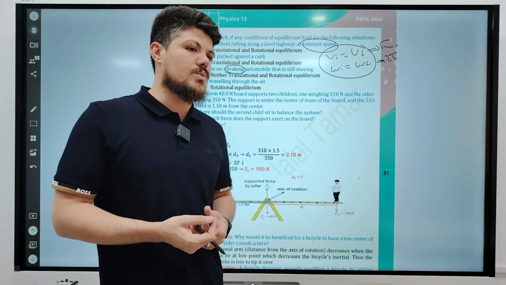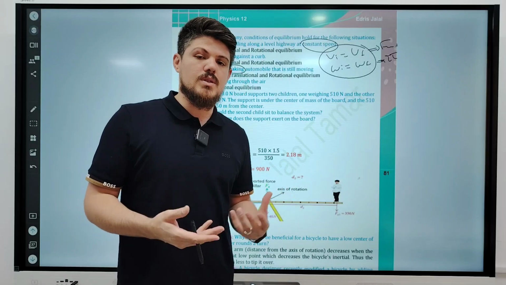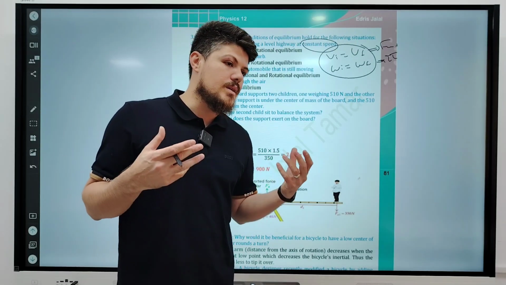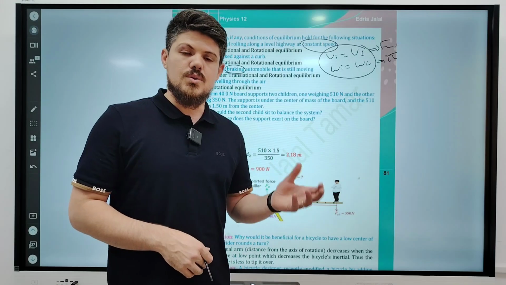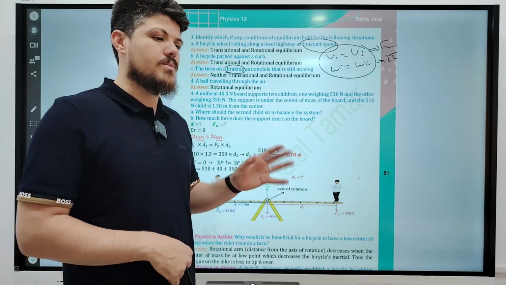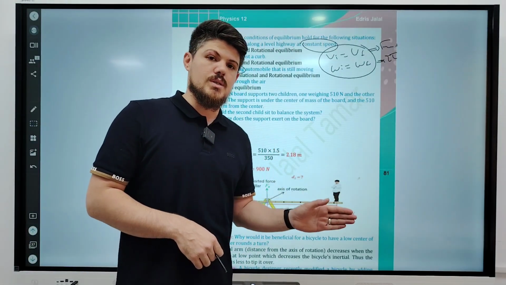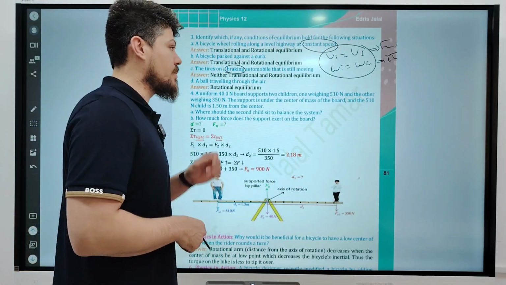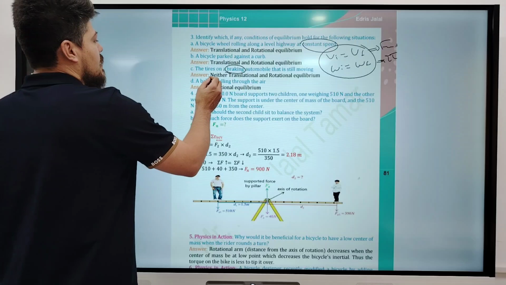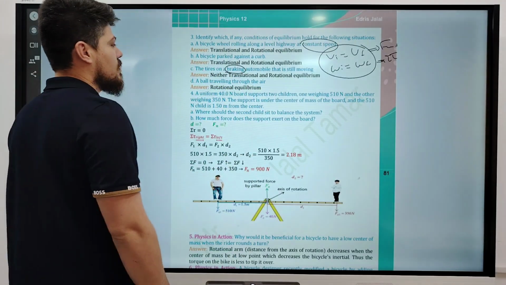When this velocity decreases, what happened to the angular speed of the tire of the car? The angular speed of the tire also decreases. Angular acceleration cannot be 0 in the case of decrease or increase. So in that case, we cannot say the object has rotational equilibrium. So finally, it's neither translational nor rotational equilibrium.